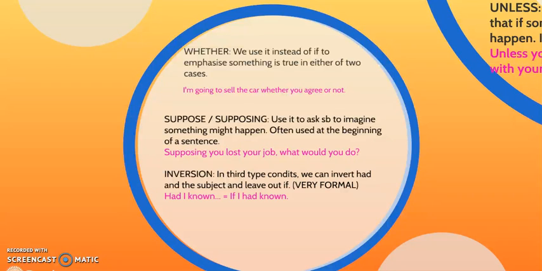Finally, I would like to tell you that in third type conditionals, we can invert had and the subject and leave out if. This is used in very formal writing, especially in letters of application, of complaint, formal letters, an essay. Had I known, if I had known. All right. It's the same. What we do is we put the auxiliary first, had, right? Then we use the subject and then the verb. If is simply dropped out of the sentence. This, I insist, is very formal. You shouldn't use it when you're speaking.